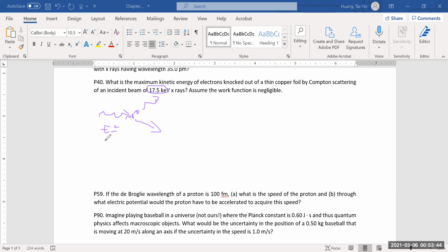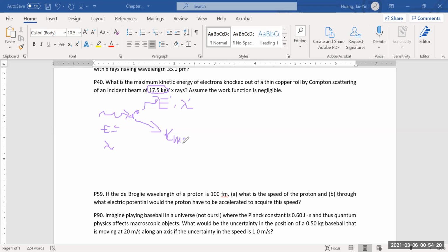And it is associated with a wave, because we're going to treat this photon as a wave. So you have this wave number, and let's say after the collision with the target, there's an outgoing photon with the wavelength, let's say lambda prime. And then the electron is going to pick up the rest of the energy. So we're going to find the maximum kinetic energy in this case.